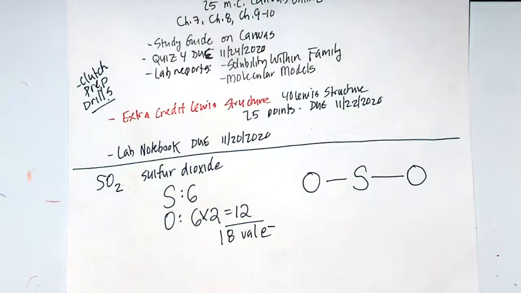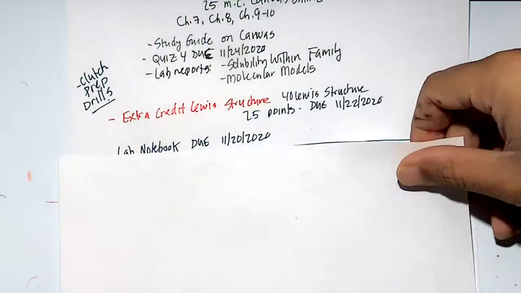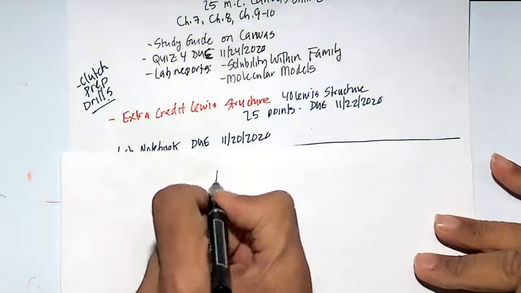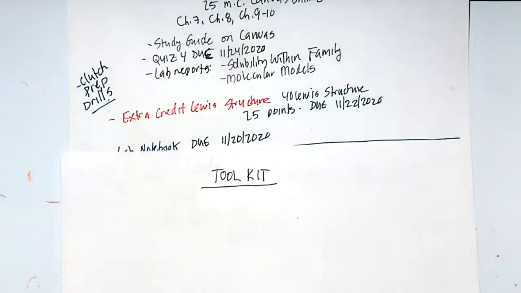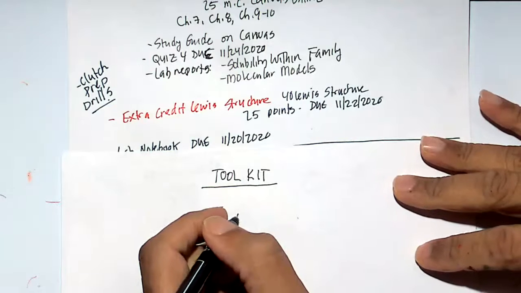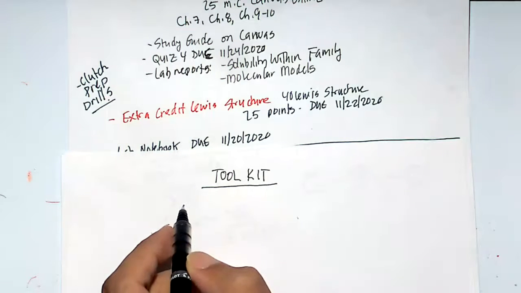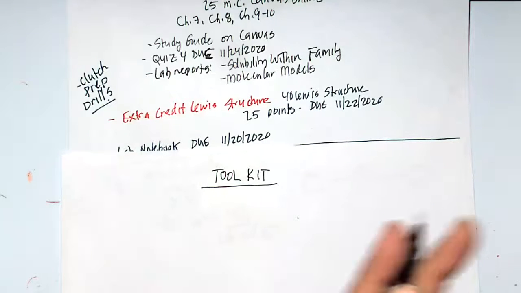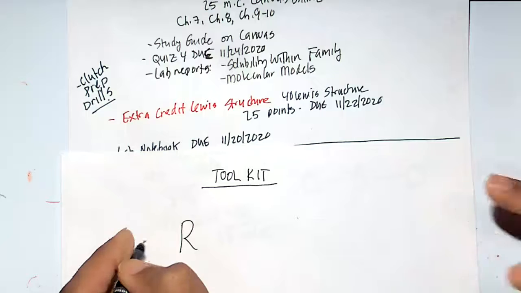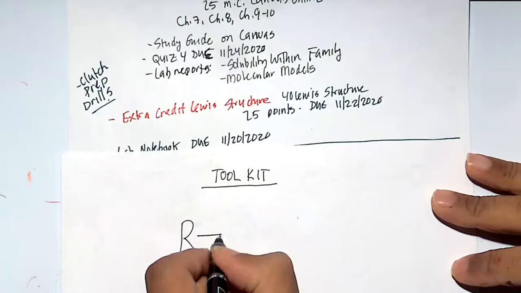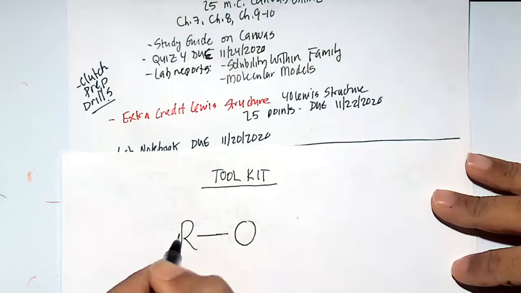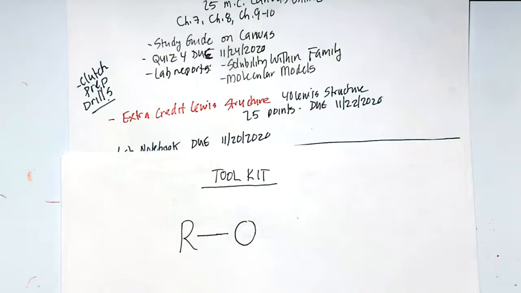So let me take you away from this. Let me give you a little bit of a toolkit here. We'll step away from this problem. Here's a tool that I like to tell students that I tutor, particularly with regards to oxygen. Don't worry about the R here, worry about the oxygen. I'm going to have this R with a single bond to oxygen.